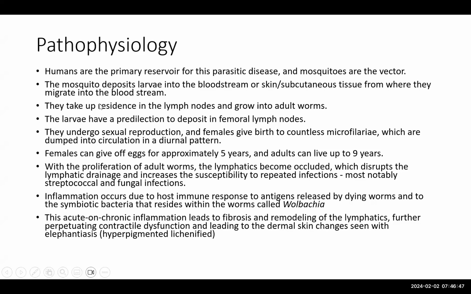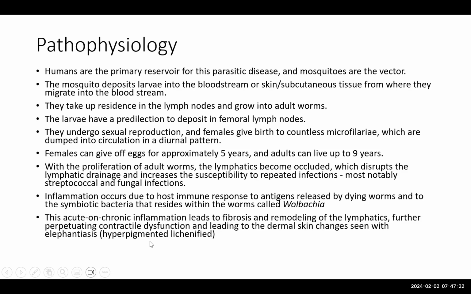Mosquitoes are the vector. When they deposit the larvae, they take up residence in the lymph nodes and lymphatics and grow into adult worms. They have a predilection for femoral lymph nodes. That's why many of the presentations are in the lower limbs. They undergo sexual reproduction. Females give off eggs, and the adult worm proliferates, occludes, causes inflammation, and there's risk of secondary infections, especially streptococcal and fungal infections. And also inflammation occurs due to presence of this Wolbachia.